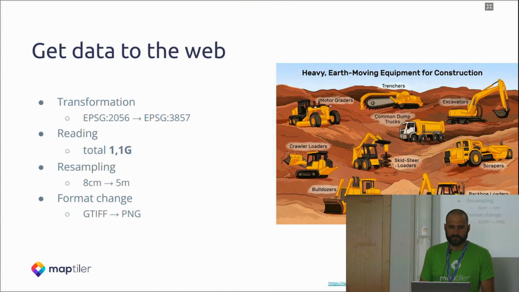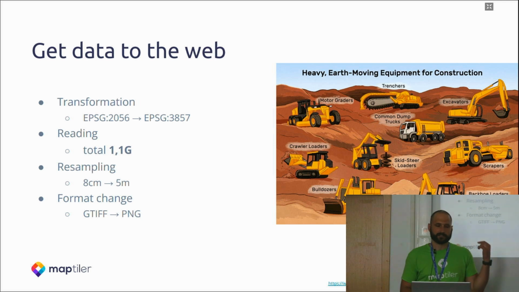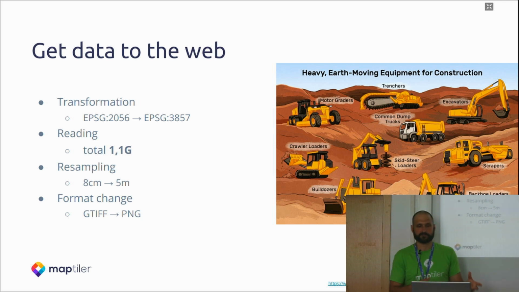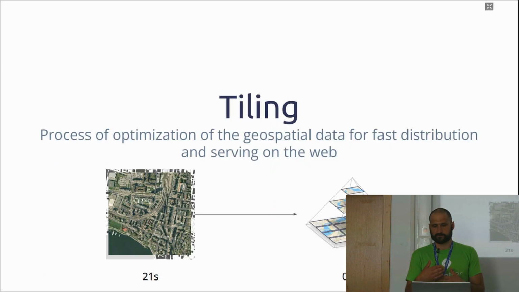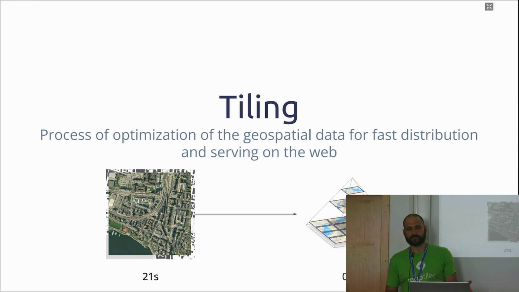Why? Because all the server needs to do is read all the input data, perform the resampling, and change the format, but mainly the most costly part is the transformation from one system to the other. And this has to be done on the fly. While tiling, you do all these things ahead. Then you reduce the time needed to see your data from 21 seconds, in this case, to under 1 second. There's a great blog post about how this tiling works, available on our server.